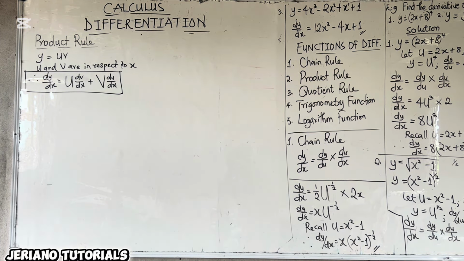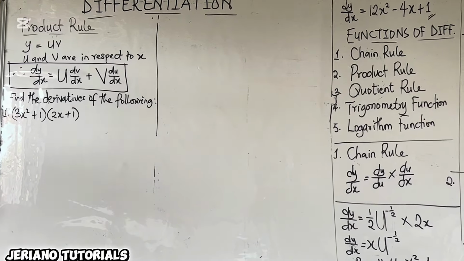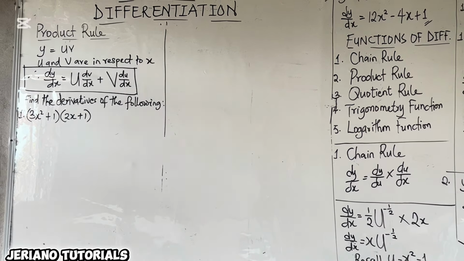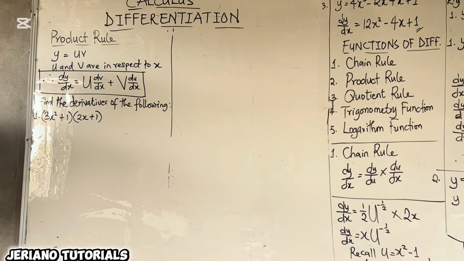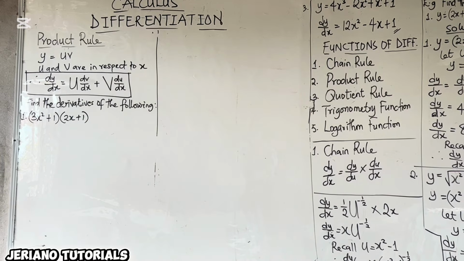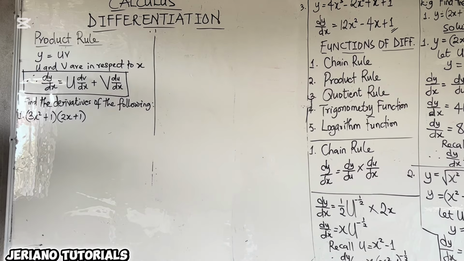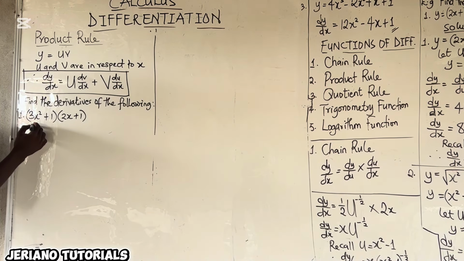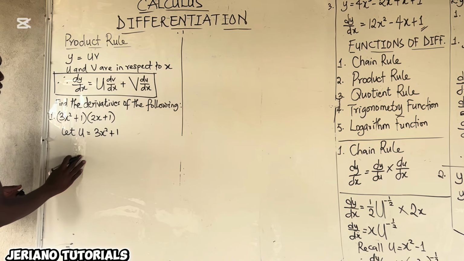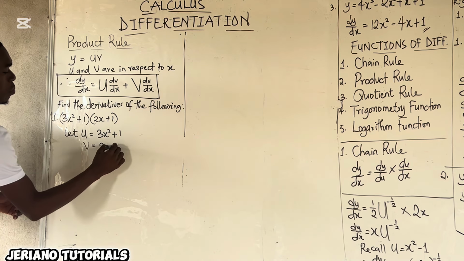Now let's take some examples. It says find the derivatives of the following. I'll solve question 1 and then question 2; maybe you try it on your own. I will drop question 2 for you. Now that's for question 1. As I said, in product rule you have two variables, u and v, and they are all in respect to x. So let u be equated to 3x squared plus 1, and v be equated to 2x plus 1.